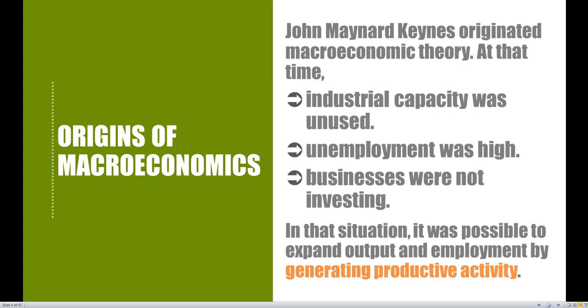Industrial capacity was unused, unemployment was very high, businesses were not investing. So this is why John Maynard Keynes argued for government intervention and for a lot of spending in order for us to get out of the recession. In these types of situations, it is possible to expand output and employment by generating productive activity, essentially hitting any one of our spending components: consumption, investment, government spending, and net exports.